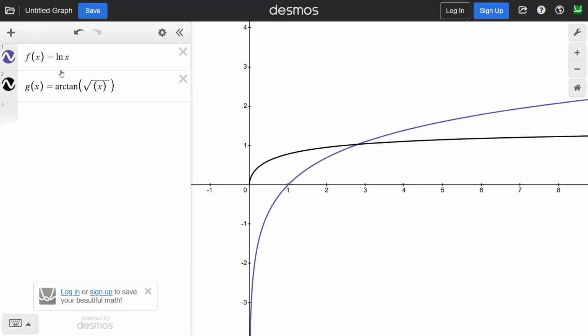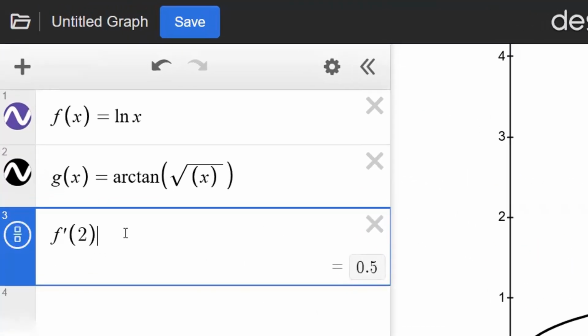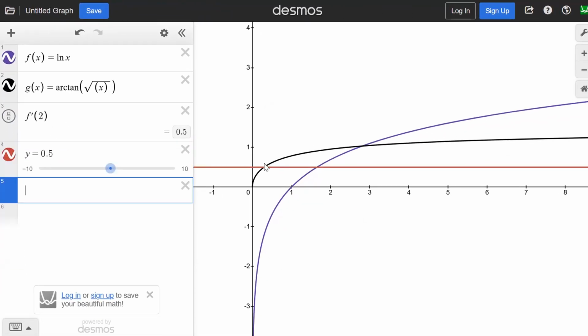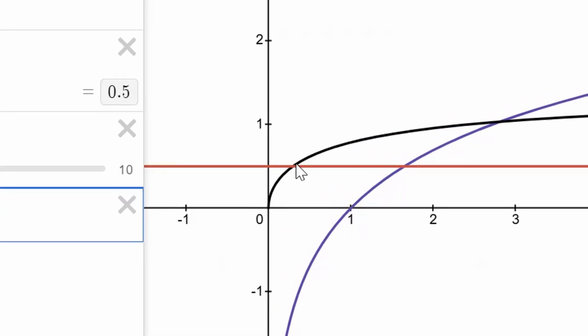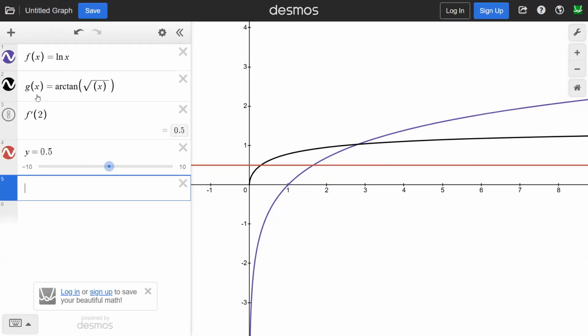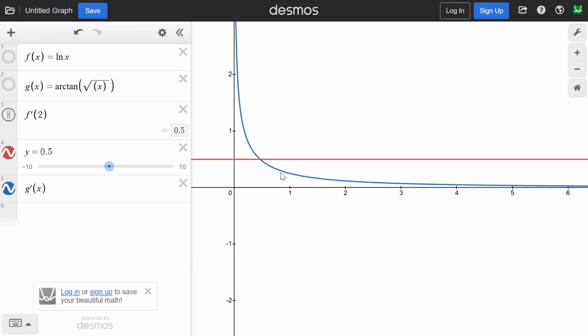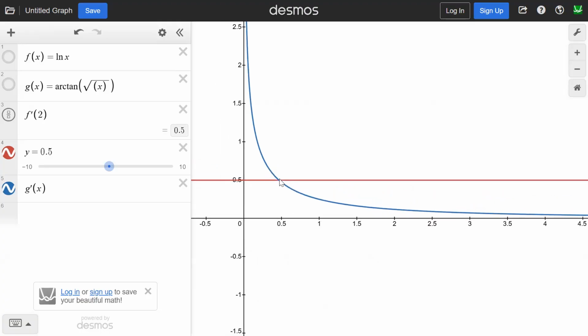So here we have natural log and arctan root x. We have to first evaluate f prime of 2, which is 0.5. So I'm going to graph the line y equals 0.5. And notice it tells me where it intersects the arctan function. But that's not going to be our answer because we want to know where the slope of g is equal to 0.5. So I'm going to graph g prime, and then I'm going to turn these other two functions off for the time being, just because I want to simplify what I'm looking at.